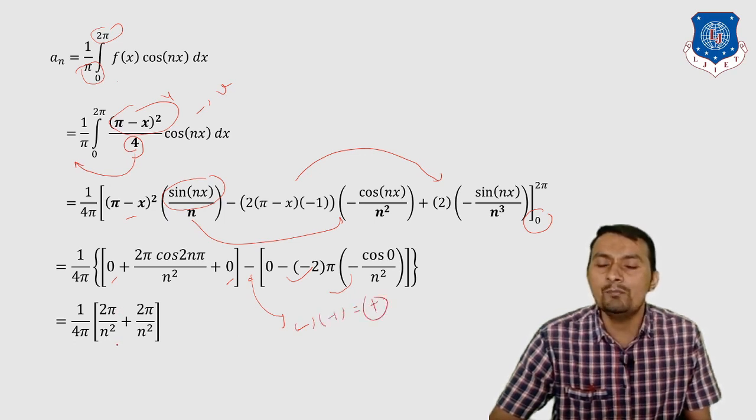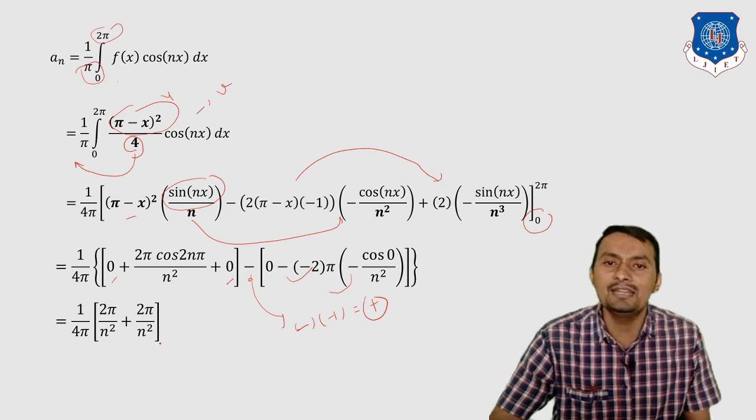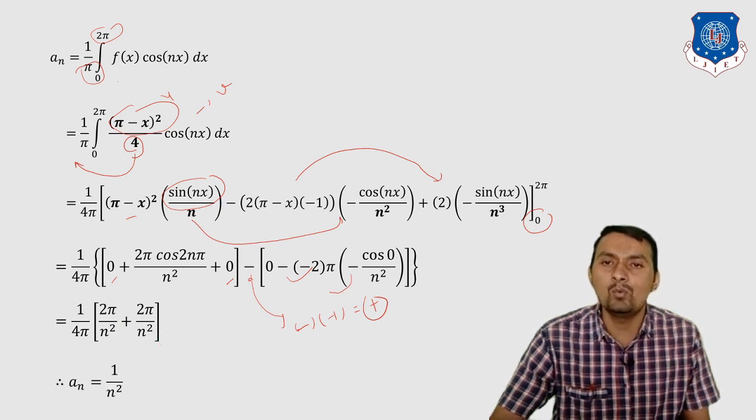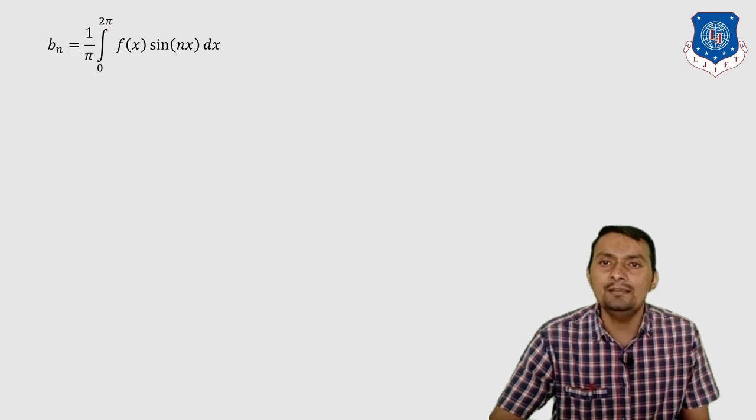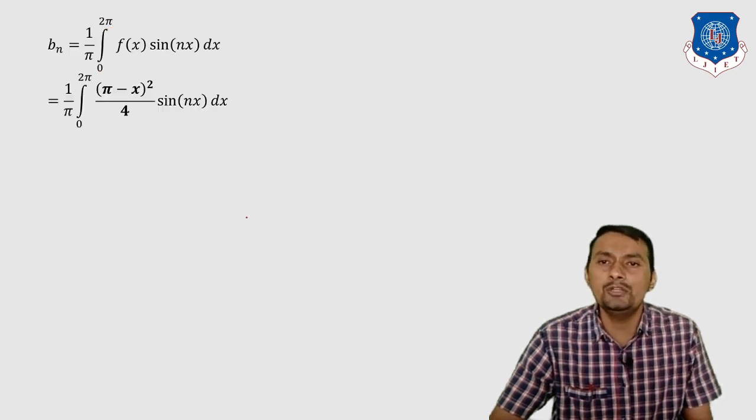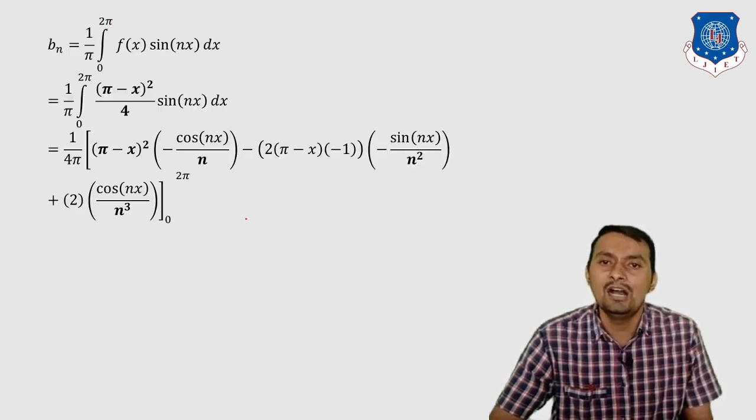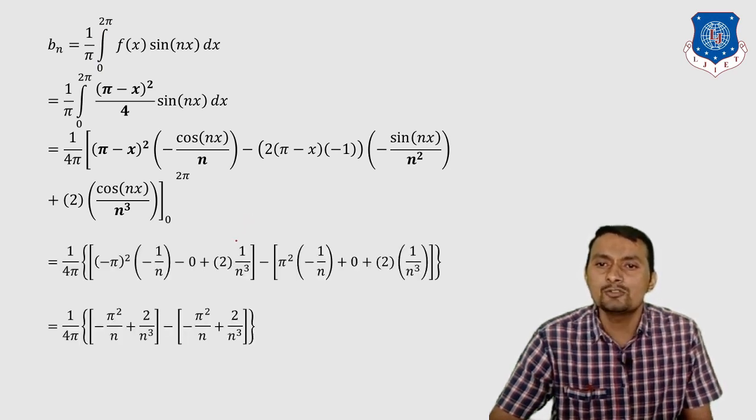So we will get 2 pi divided by n square plus 2 pi divided by n square, and we will get 1 divided by n square. Similarly, you can find the bn. I'm not going to spend time on this example. Also, you can understand each and every step I have mentioned here. So based on simplification, you will get bn is equal to 0.